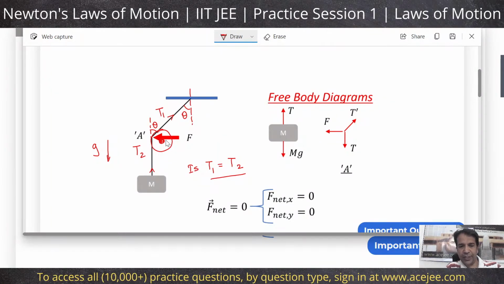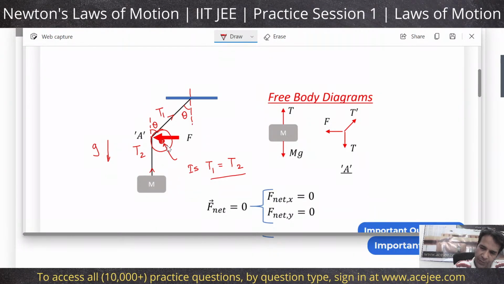So let's say the pulley is hinged at a certain wall or certain rod or whatever, right? So it's hinged at the center. Now, what will be the direction of the reaction force at the hinge? What will be the net direction? Can it be horizontal? Can that be horizontal?